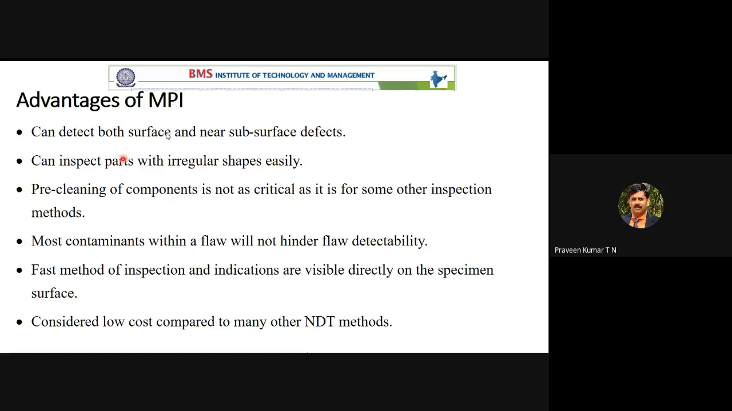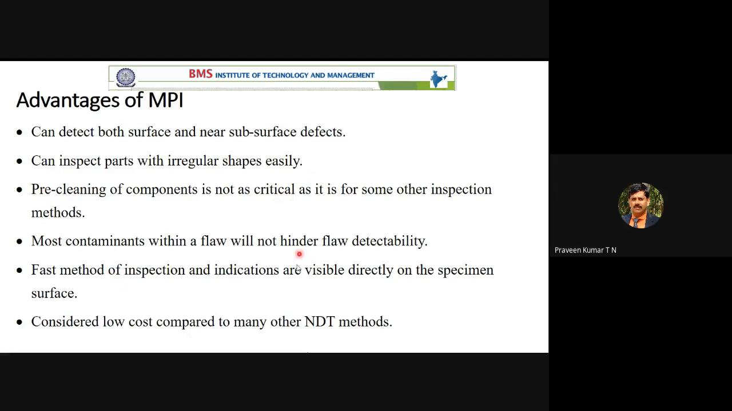Then, pre-cleaning of the component is not essential, because you are just spraying. There are some tests where cleaning the surface is required and the surface finish should be very high. But here, a high level of cleaning is not required. Pre-cleaning is needed before the test, but there is no need to use very fine powders, because in some tests you have to clean the surface very nicely, especially in the ultrasonic flaw detector, where the surface finish should be very, very high.